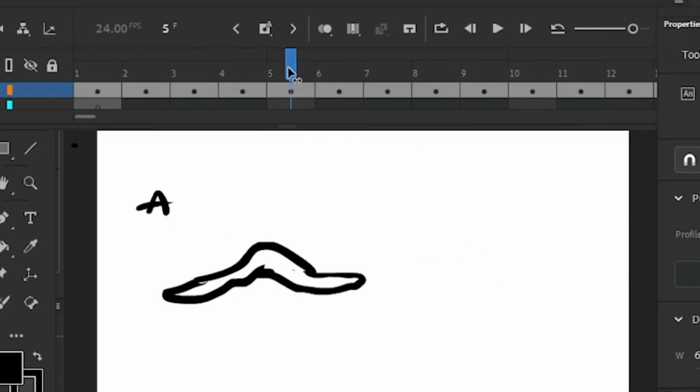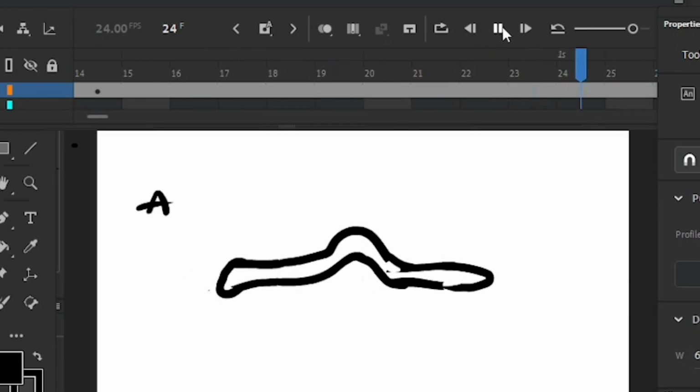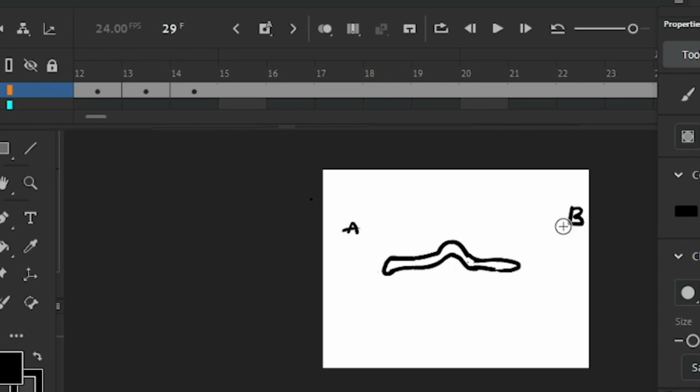Let's see, you're getting it. Got it? So we are yet to get to 24 keyframes. Right now we are on 15. And don't forget, we are planning to achieve the motion of this worm from point A to point B, right? This is point A, this is point B. So we go to the next keyframe and we'll insert our keyframe.